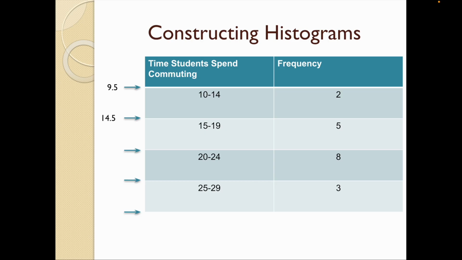14.5. So now we know that 14.5 is going to be the lower boundary for 15 to 19. So what is the upper boundary for this? 19.5. Nice. And what's the next boundary? 24.5. And then the last one is 29.5. Excellent. So these are our boundaries, which will end up going on what axis?